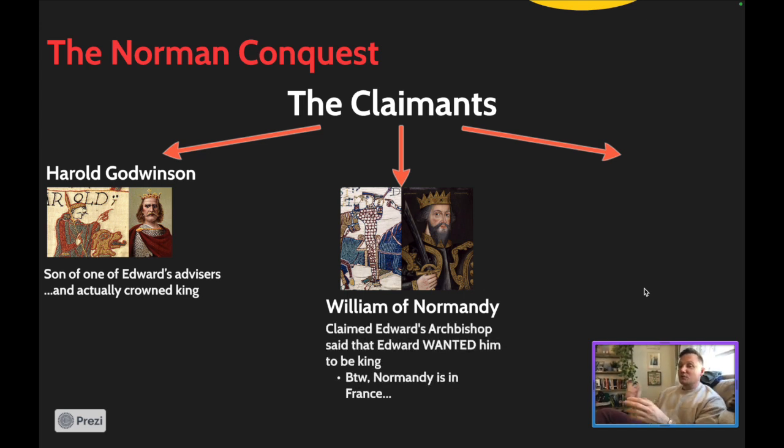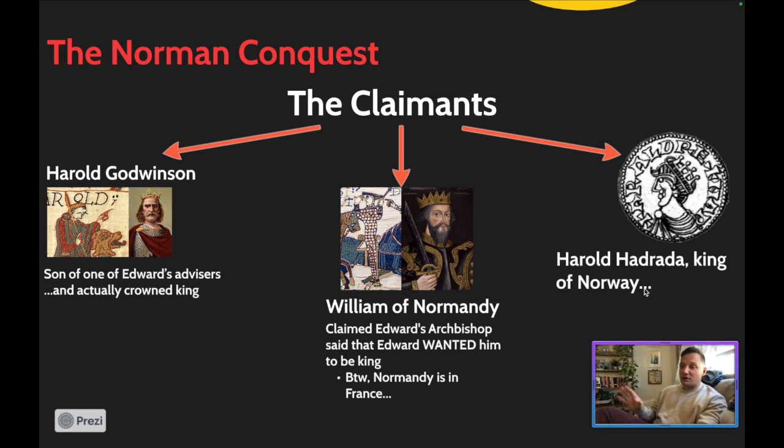There was another man named William of Normandy, right? William of Normandy claimed that Edward's archbishop said that Edward wanted him to be king, but there's a problem with this. William claimed the throne for after Edward died because he was like, I know this because the archbishop told me so, right? And William of Normandy has a really big army, but the biggest reason why no one back in England wanted him to have the throne is because he's French. He's from this area known as Normandy, which is in northern France, right?